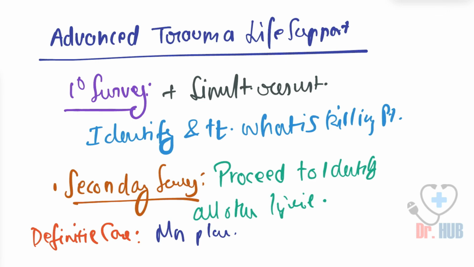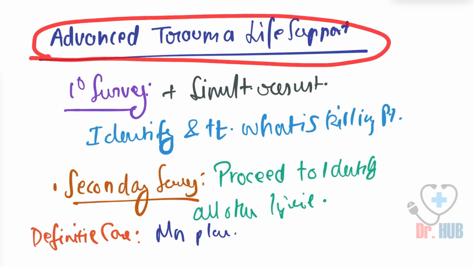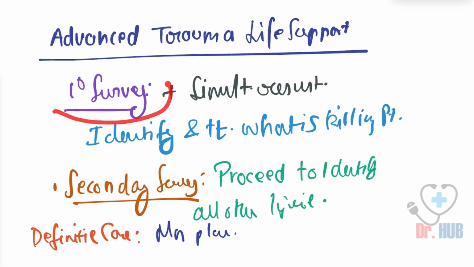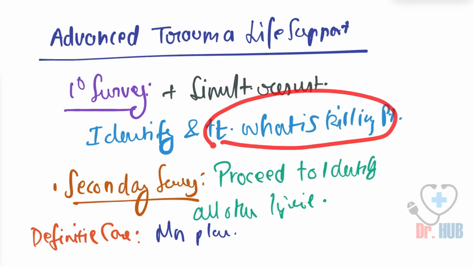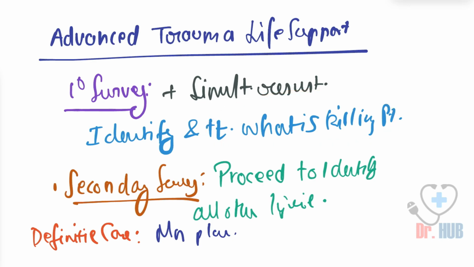Now, to recap what we did, we saw that ATLS stands for Advanced Trauma Life Support. Under the primary survey, along with simultaneous resuscitation, there is the identification and treatment of what is killing the patient. Then the secondary survey proceeds to identify all other injuries. Next, definitive care is where we have a definitive management plan for the condition.